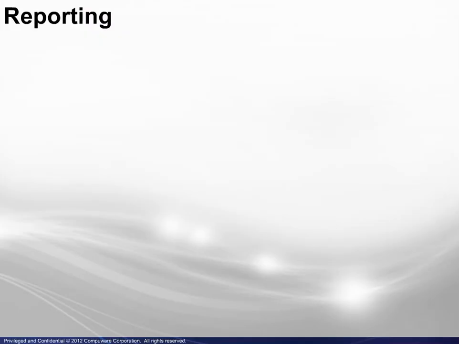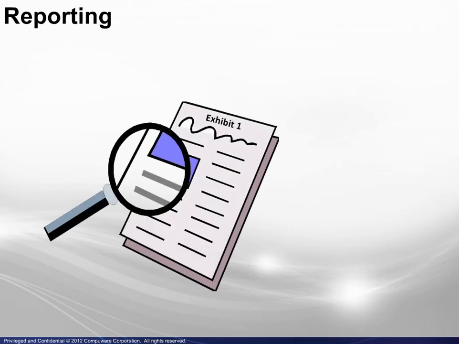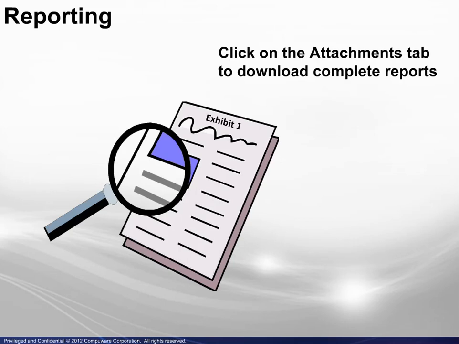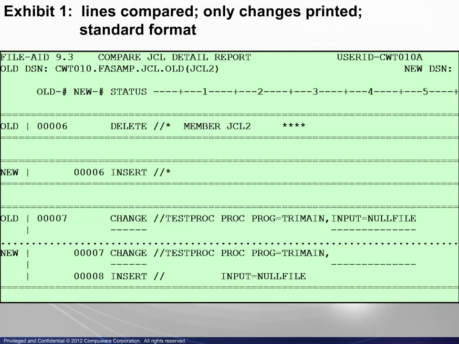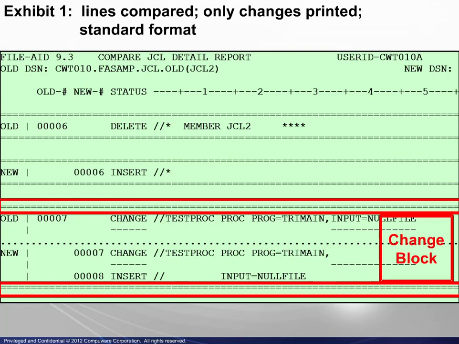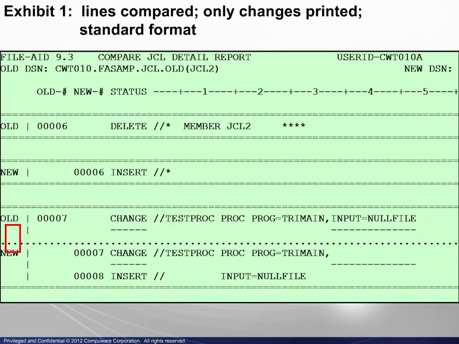This JCL compare has been run 4 times using different reporting options. We will briefly examine portions of the detail reports. The complete reports may be downloaded. Begin by clicking on the Attachments tab. Here in Exhibit 1, lines were compared, only changes were printed, and standard format was requested. We see 2 lines delimiting a change block. The old and new lines are labeled to the left. The changed line shows text added to the proc statement in the underlined area.